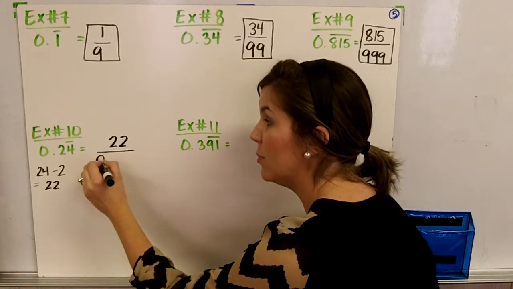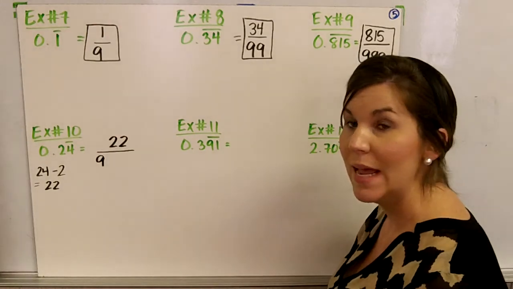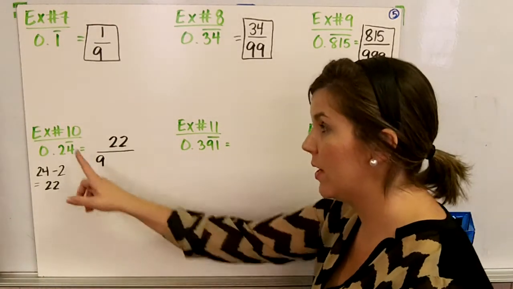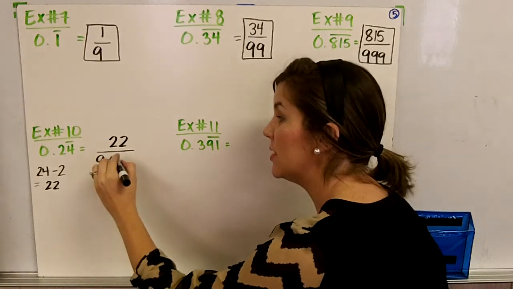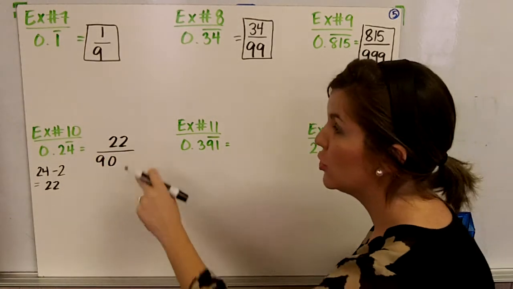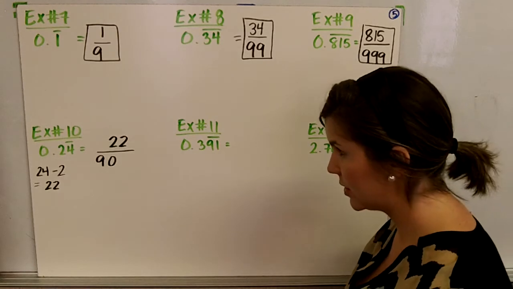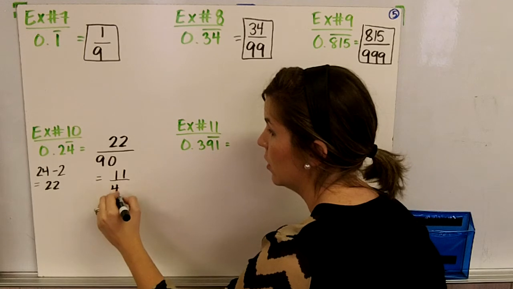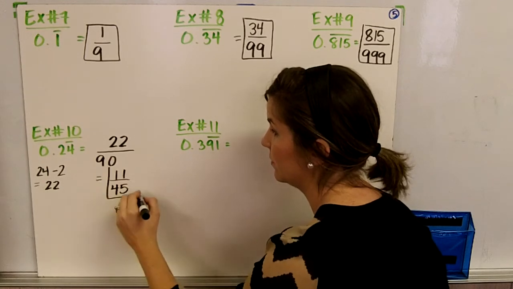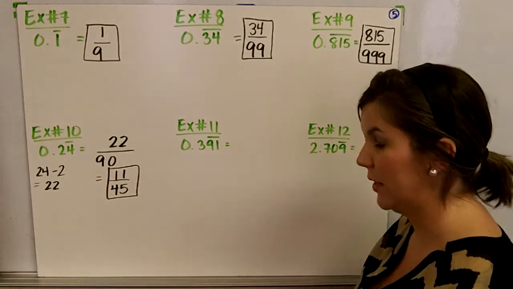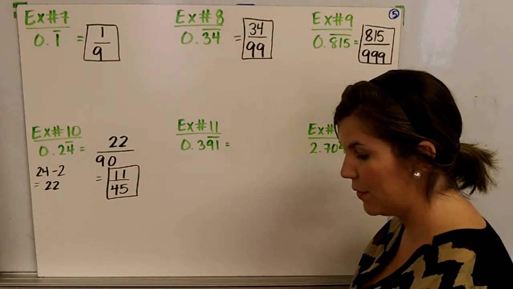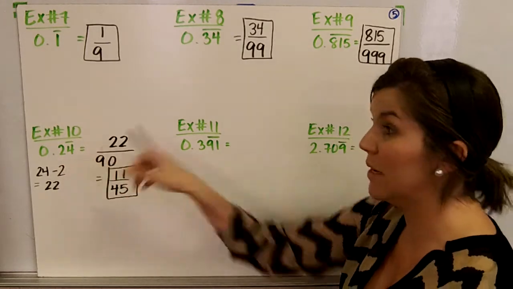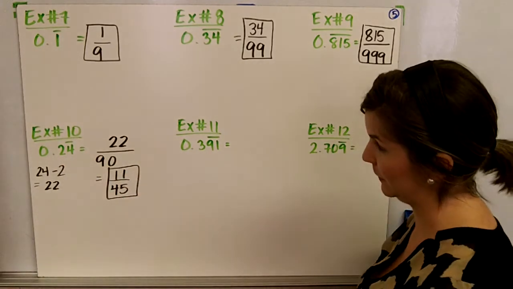Now, for each digit that is under the bar, you put a 9. So there's one digit under the bar, just the 4. And now we're going to put a 0 for each digit that is not repeating. The 2 is not repeating, so put a 0 for the 2. 22 over 90 can reduce to 11 over 45. So this would be your final answer. If you type in 11 divided by 45 in your calculator, you should get 0.2 and then a bunch of 4s. The 4s will repeat.